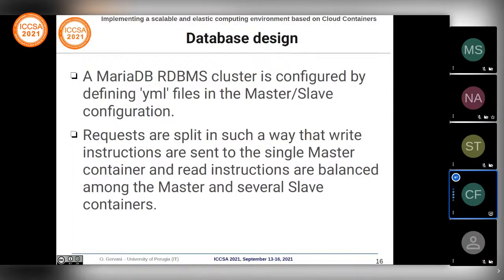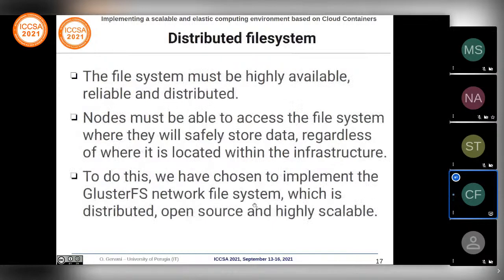The other instances are slaves, so they access the database in read mode and are able to respond to the queries, to the requests made by the users. So in production, we have one master and several slaves that will increase in number if the users increase the requests.